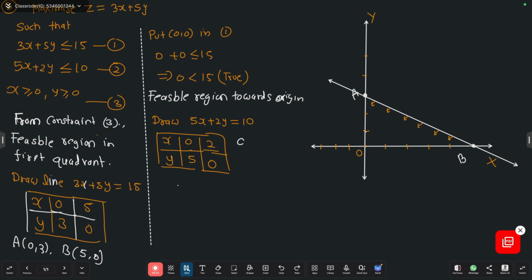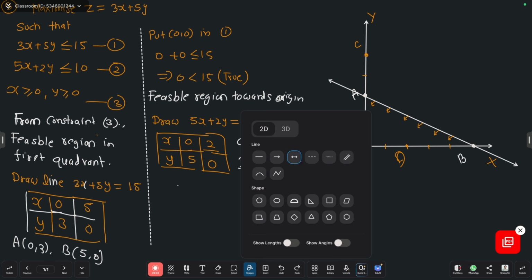From here, C point is 0 comma 5. Point number D is 2 comma 0. Locate these points, 0 comma 5. 1, 2, 3, 4, 5. This is 0 comma 5, the C point. 2 comma 0 is the D point. Join C and D using a scale.